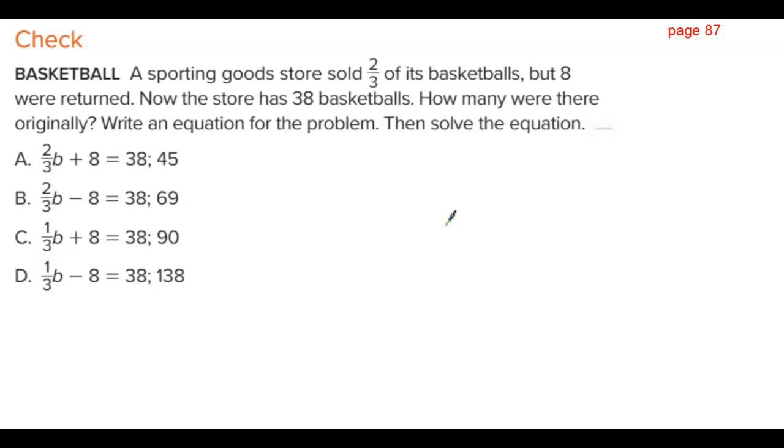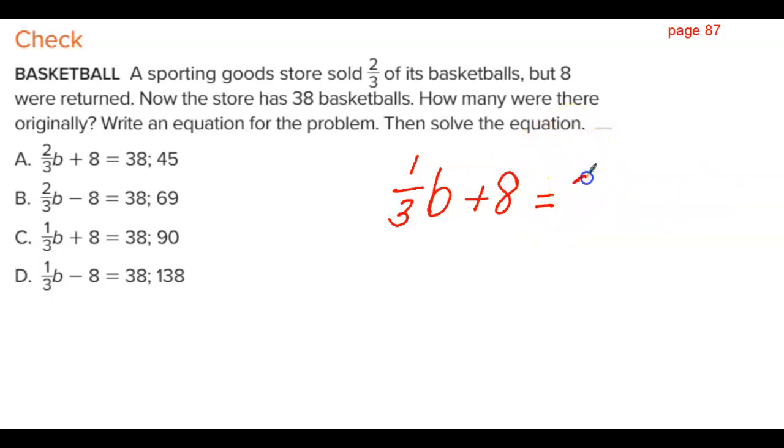If the store originally had, they sold 2/3 of the basketballs they had, what we have to ask ourselves then is, how many basketballs did they still have left? All right, well, if they sold 2/3 of the basketballs, that means they have 1/3 of the basketballs left. Now, what about those 8 that got returned? Well, they would have been in the 2/3 that's missing. So those 8 have to be added back into the amount we still have because they got returned.